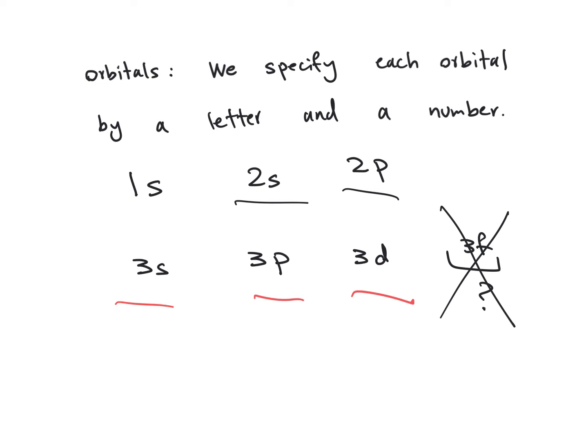So if I give you an electron configuration that I'm going to talk about momentarily, and it has 3F in that, that is wrong. Or if I give you 1P, that is wrong. Okay? Does that make sense?